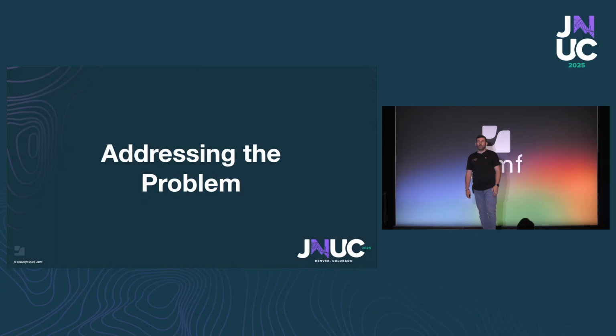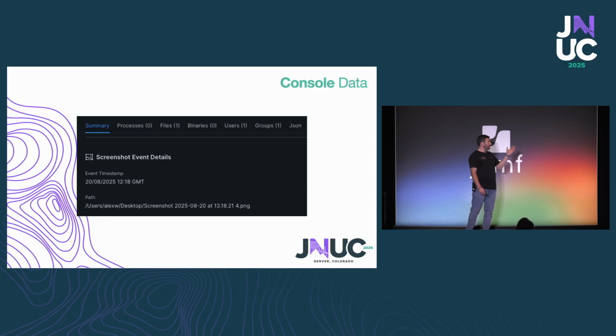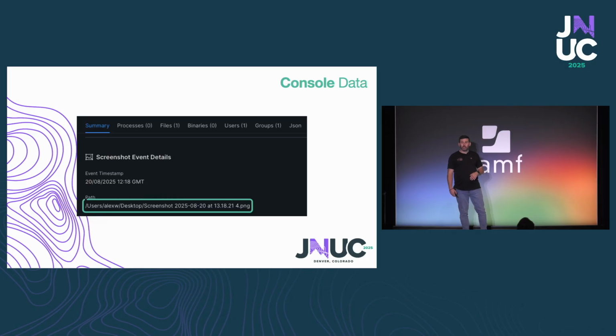So how do we address the problem that we had before with the screenshots or the launch agents, etc.? We get the alert data. I said it earlier on. When one of these behaviors is detected, we get an alert in Jamf Protect. That alert data in the GUI, if you look at it, has the file path of our screenshot. That's the screenshot that was taken. That's exactly the context I need. That's what I can target.